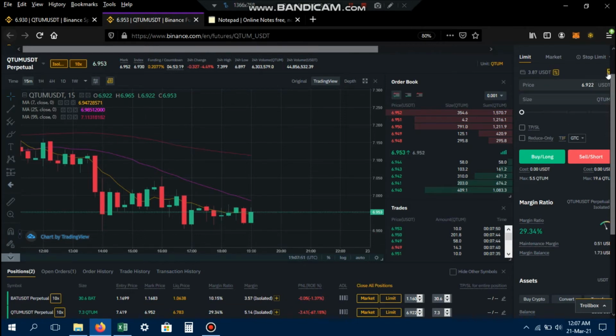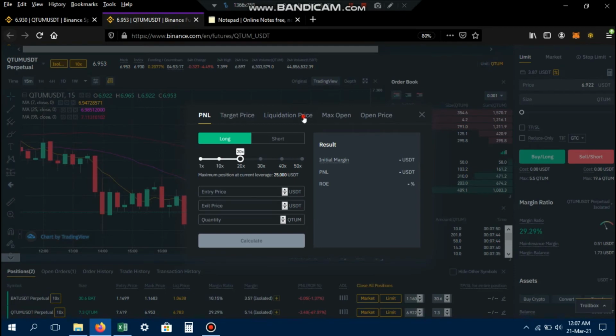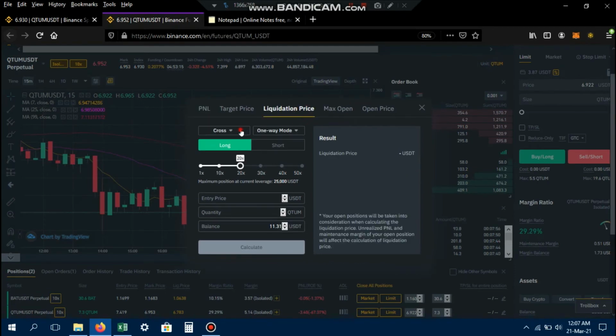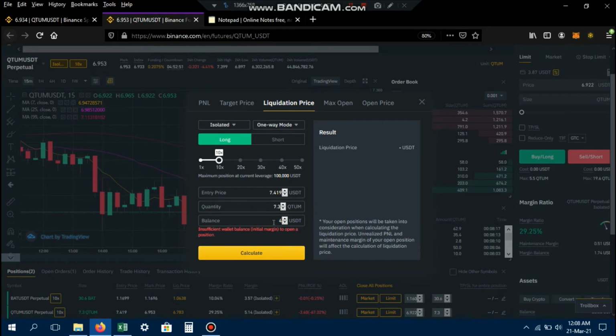Same, we'll go to this calculator over here. We'll come to liquidation price. We'll convert cross to isolated because we are doing an isolated trade. We will select the leverage as 10. Then our entry price was 7.419. The quantity we have is 7.3. And the balance, how much is left? Might be 4. The balance is the amount which is currently in your wallet.